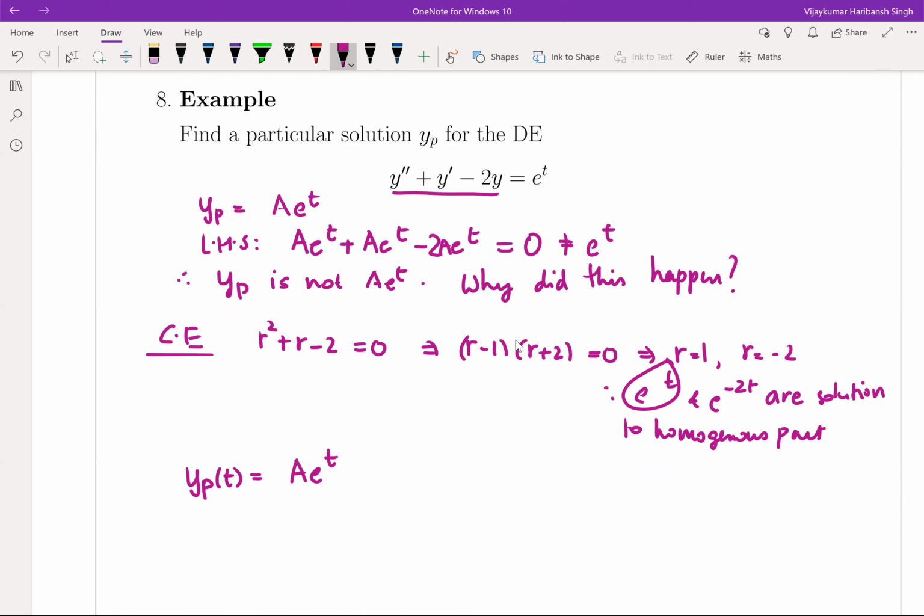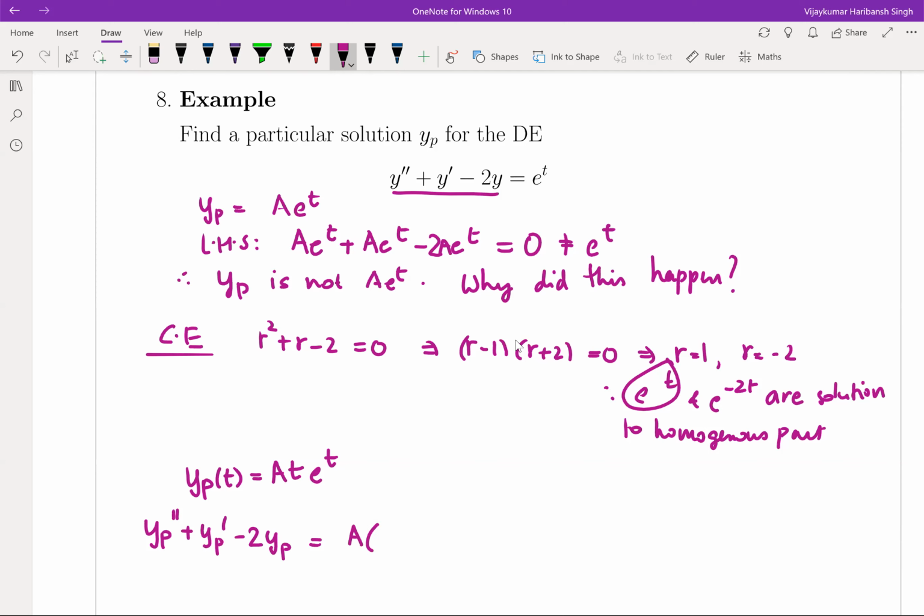Now let's work it out. A e to the power t, of course, a e to the power t times t. So you need to multiply by an extra t there. So let's see how we go about it. So we get yp double prime plus yp prime minus 2 yp, let's apply this. So a will come out.